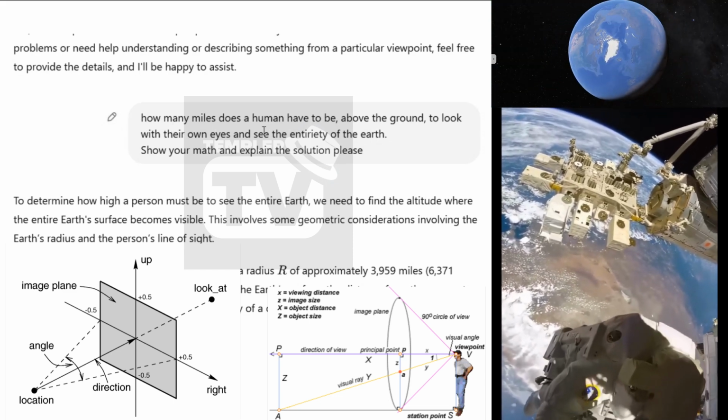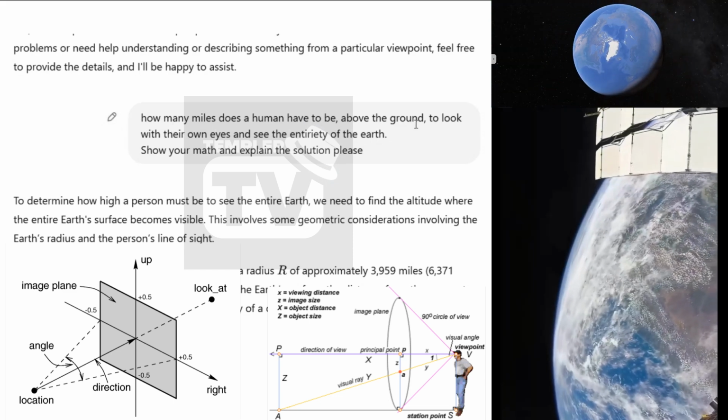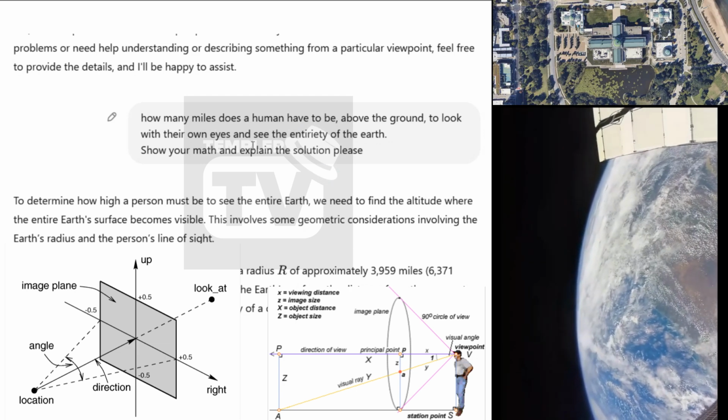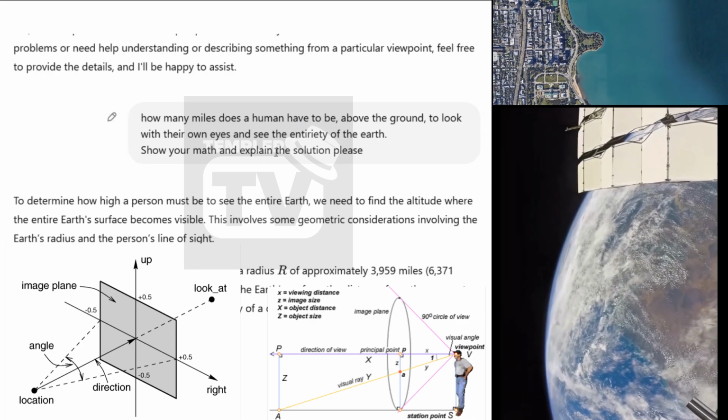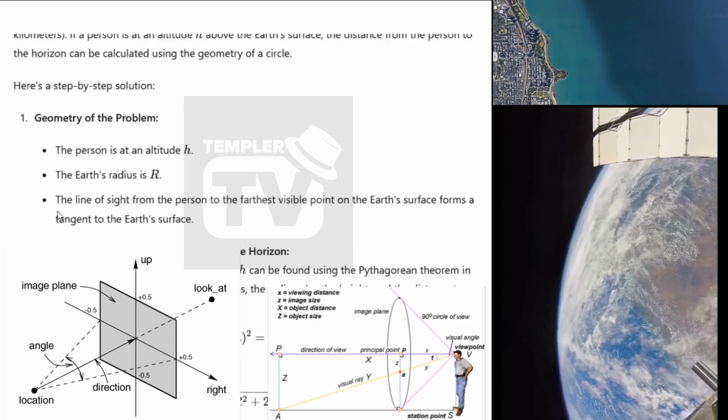How many miles does a human have to be above the ground to look with their own eyes and see the entirety of the Earth? Show your math and explain the solution, please.